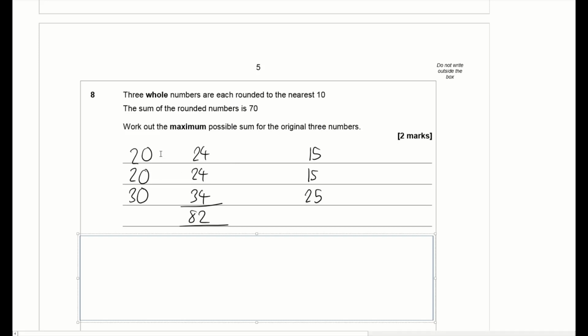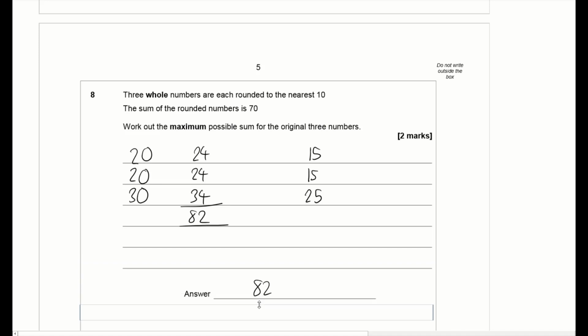Either way, regardless of the 3 numbers that you pick, that you ensure add up to 70, the answer will always be 82, and it's 82 which is the correct answer to this question.